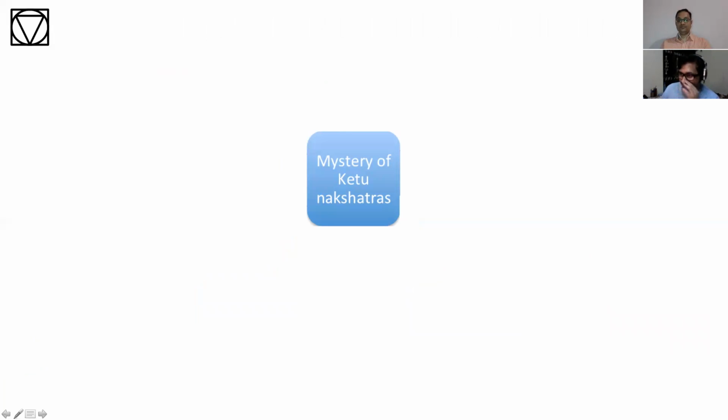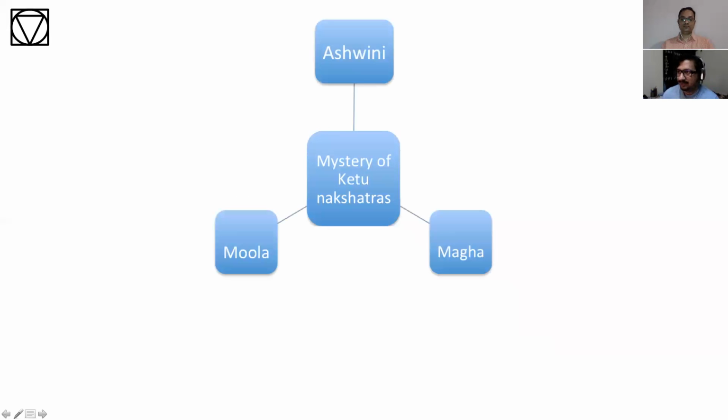So now I have one simple slide on simply sharing some thoughts on the mystery of Ketu nakshatras. Now, all these nakshatras are simply connected to each other. That's one thing that you can easily say. Why? Because all the nakshatra lords are the same. It's the same nakshatra lord.